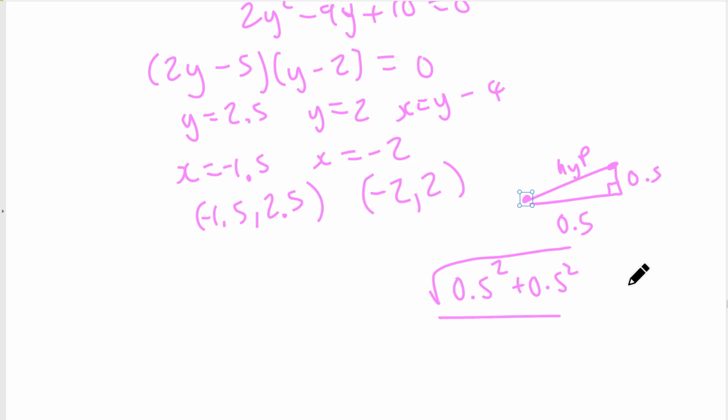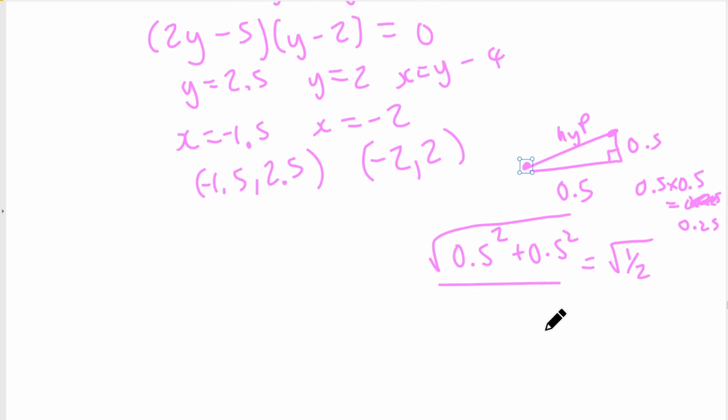So right here, let's think back. What's 0.5 times 0.5? That's 0.25. 0.25. So we're actually trying to find the square root of a half. So that's going to be, if we square root a half, that's 1 over square root of 2. The square root of 1 is 1.